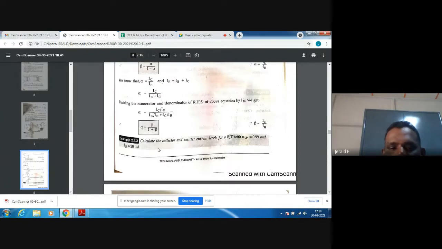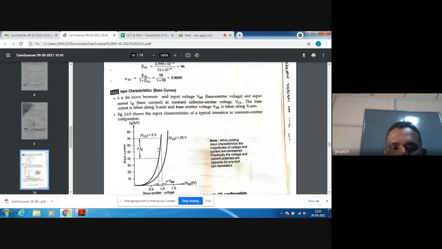So what is the condition? When using beta, the value is alpha divided by 1 minus alpha. When using alpha, it is beta divided by 1 plus beta. That is, change the polarity: this is minus, this one is negative, and this is positive. So beta is alpha divided by 1 minus alpha, and alpha is equal to beta divided by 1 plus beta. This is the final value of the current equation. Next, we go to the characteristics of the base curve.